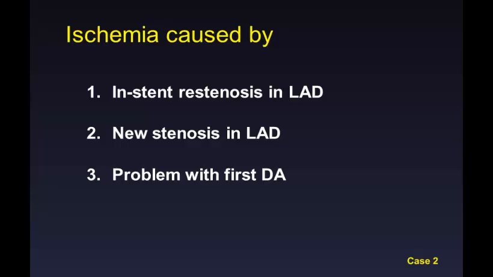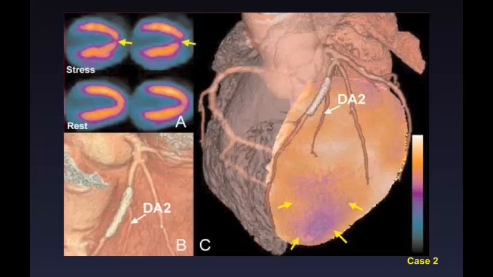What could cause the problem? Please vote on this question. In-stent restenosis in the LAD, new stenosis in the LAD, or any problem with the first diagonal? Okay, so 50% are in favor of an in-stent restenosis in the LAD. That was exactly what I thought as well when I looked at it, because it seems to be this territory. Let's have a quick look here.